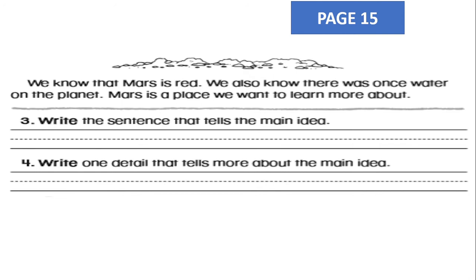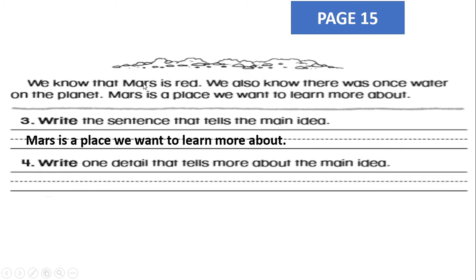What is the main idea? Let's read. We also know there was once water on the planet. We know that Mars is red. Mars is a place we want to learn more about. Where is my main idea? Mars is a place we want to learn more about. How did I know my main idea? There are details that help me know the main idea.